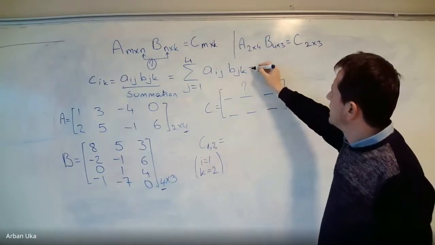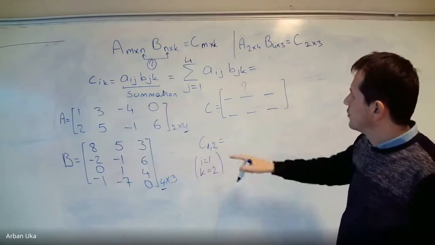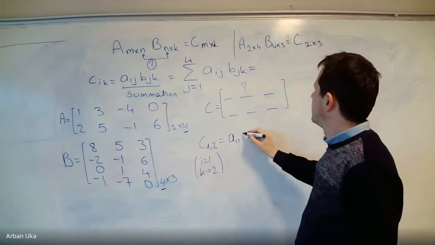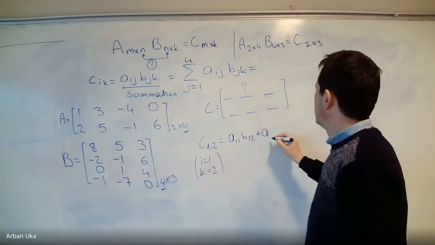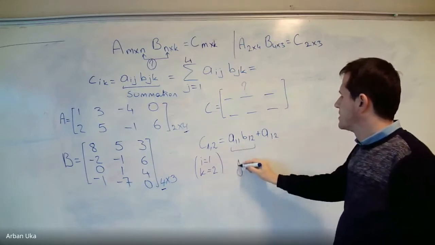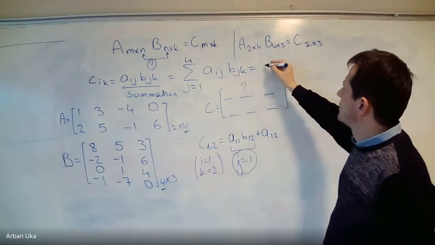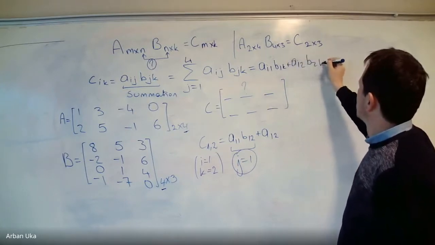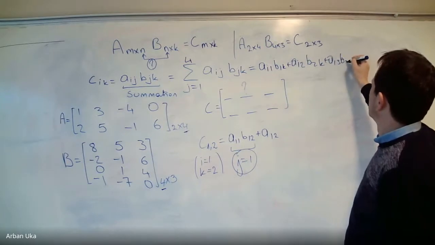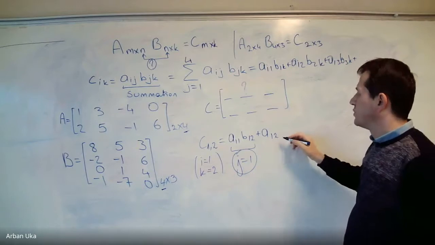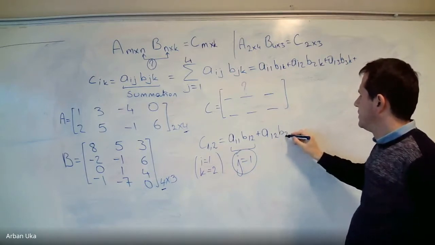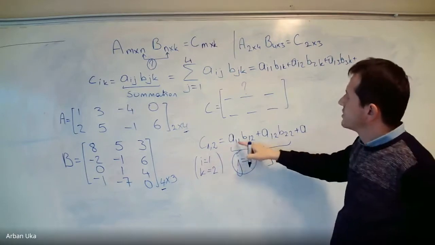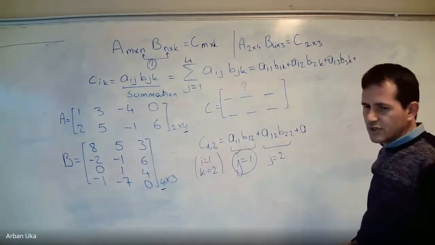So then we can rewrite this expression as C12 is equal to A11 B12, plus A12 B22. This is the first term of the summation, when j is equal to 1, and then the second term. This is Ai1 B1k plus Ai2 B2k plus Ai3 B3k, and we have one last term. Notice that the first indices never change.